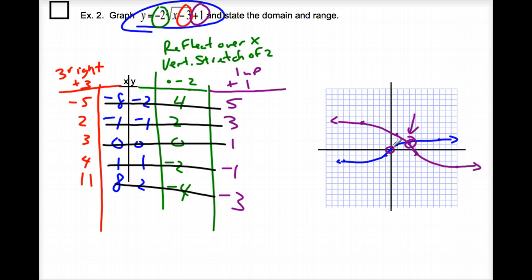Domain and range: all reals for both of them. You never stop going left, right. You never stop going up, down. So you've got all reals for the domain and all reals for the range.